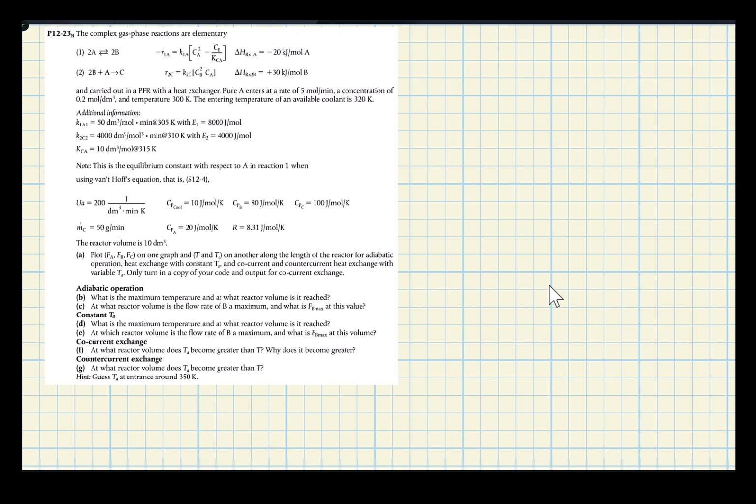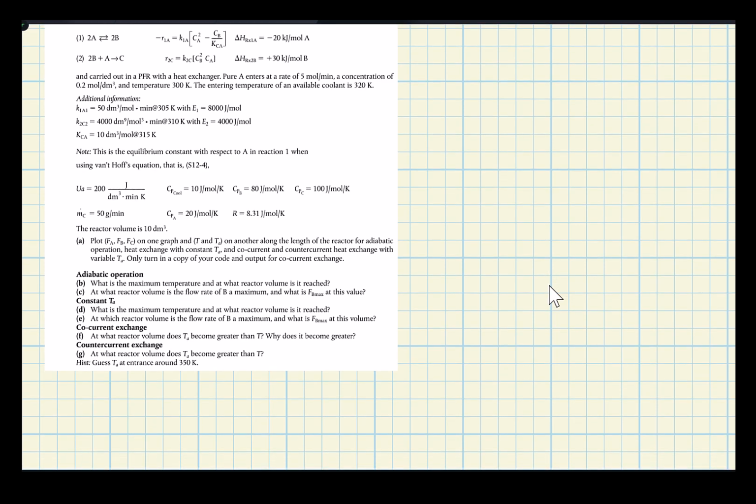Then it gives you some available information. Take note here that each one of these k values is given at different temperatures: 305 K, 310 K, and 315 K. So right off the bat, I'm thinking that we're going to have to apply the Arrhenius equation for all these different k's. Next, it says that the equilibrium constant is with respect to A in reaction 1, when using Van 't Hoff's equation, which is S12-4.